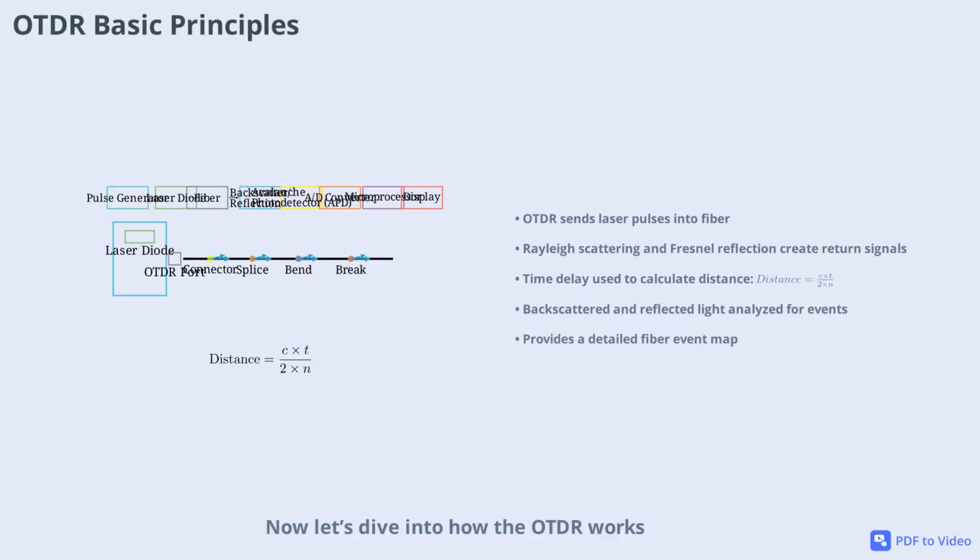Now let's dive into how the OTDR works. The OTDR sends short laser pulses into the fiber. As the light travels, it encounters discontinuities like splices, connectors, bends, or faults, which cause some of the light to scatter or reflect back. The OTDR detects this backscattered and reflected light, analyzing the signal's strength over time to pinpoint the location and type of each event.